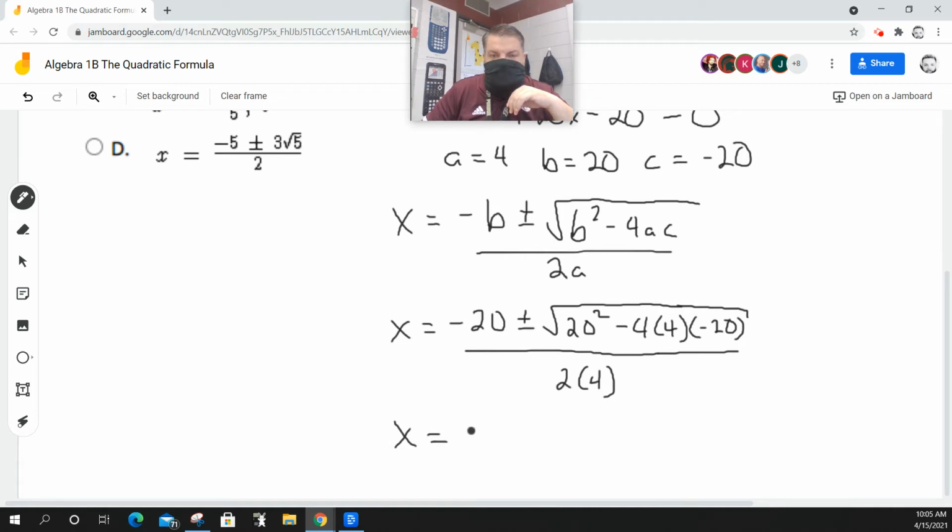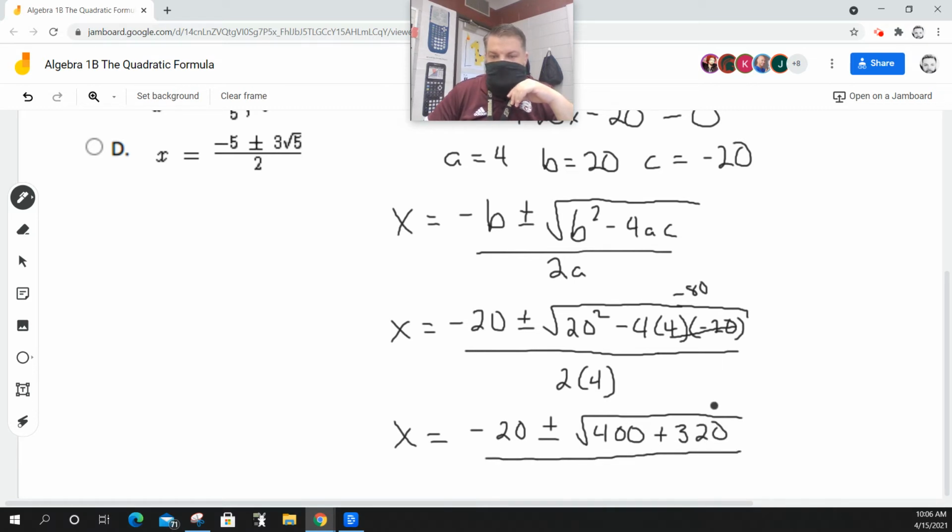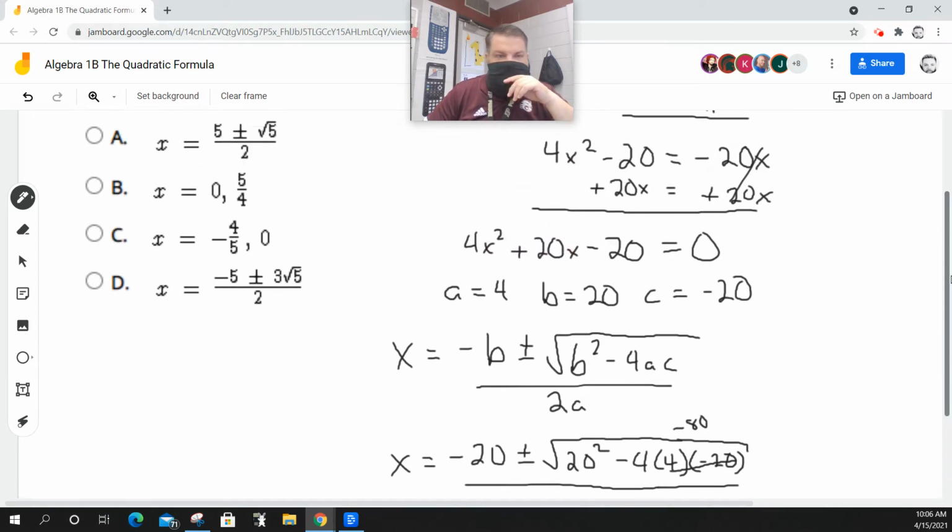So then x is equal to negative 20 plus or minus the square root of 20 squared, which is 400. And then 4 times negative 20 is a negative 80. Negative 80 times the negative 4 is a positive 320. I think. We'll find out in a second. And then 2 times 4 is 8. I'm going to double check and see what's going on here.